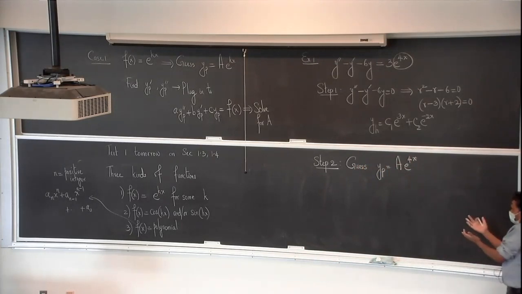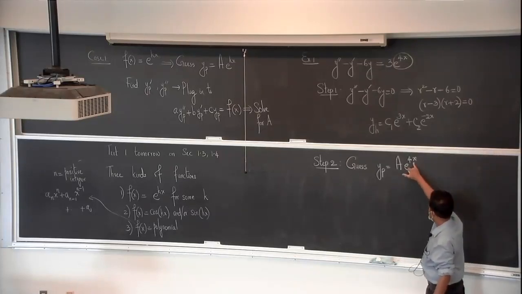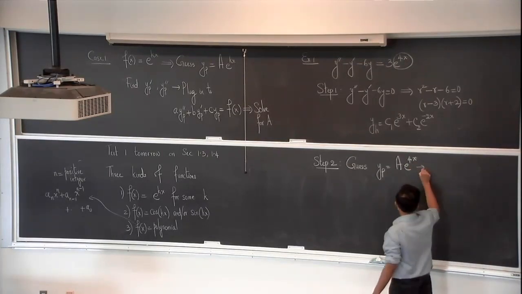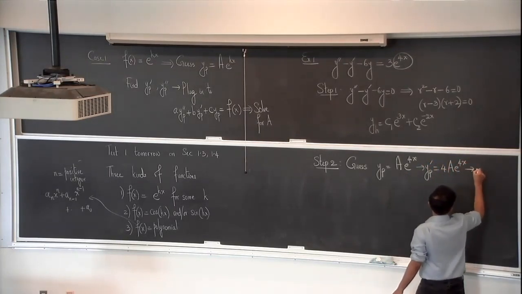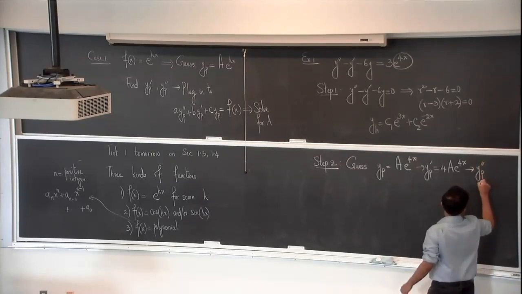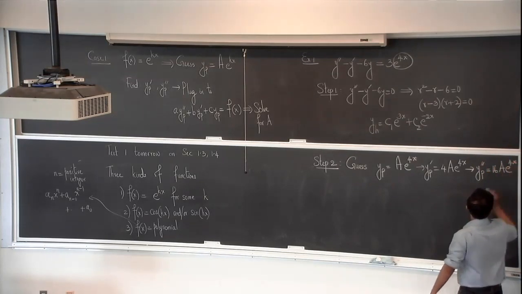Some students do 3a e to the power of 4x. You don't have to do that. Okay. Let the 3 stay there. We'll take care of 3 later. So let's just start with a e to the power of kx. K is 4. Yp prime is 4a e to the power of 4x. And yp double prime 16a e to the power of 4x.